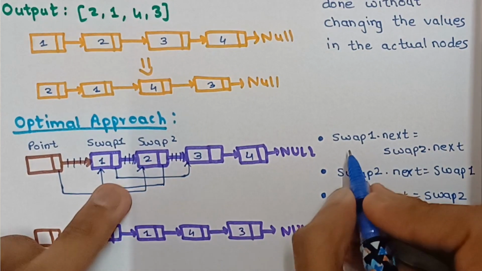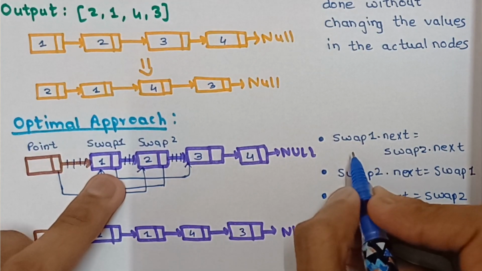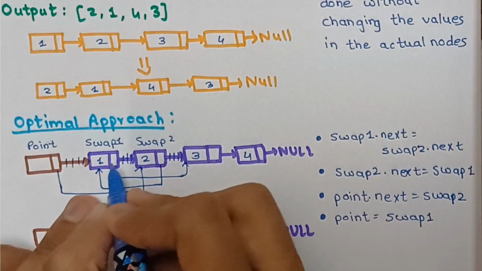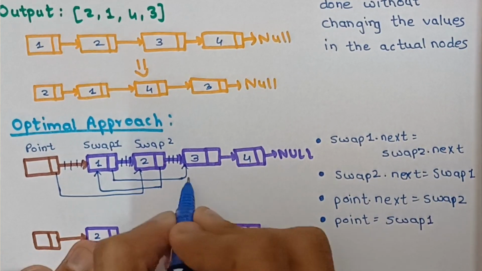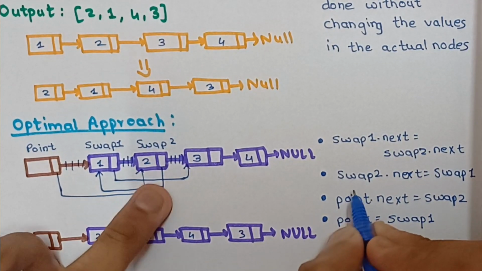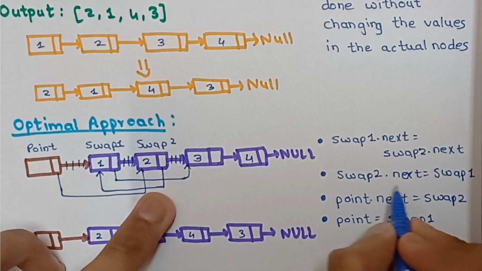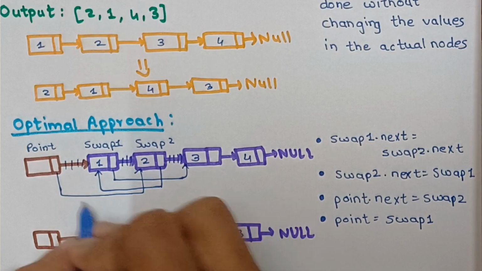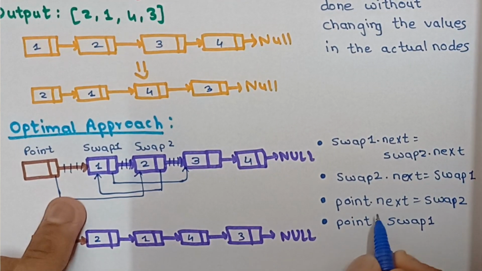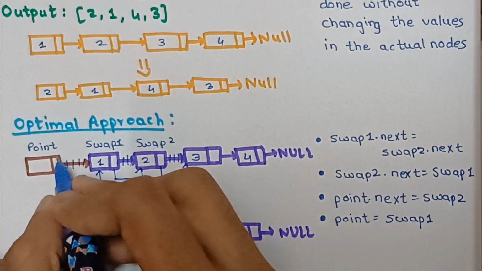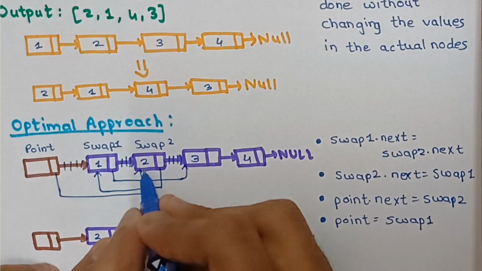Here we will create one new pointer, swap 1, at the starting of the linked list. Now swap 1 dot next should point to swap 2 dot next. That means we have to point this to this. The second step is to link node number 2 to the first, so swap 2 dot next should point to the swap 1 node. So this is also done. The third step is that we have to point the next pointer of point to the second node, so we will point it to swap 2.